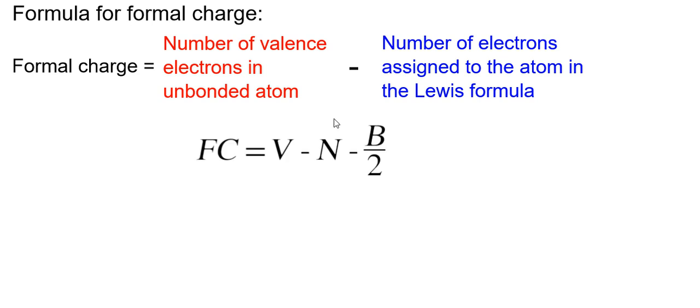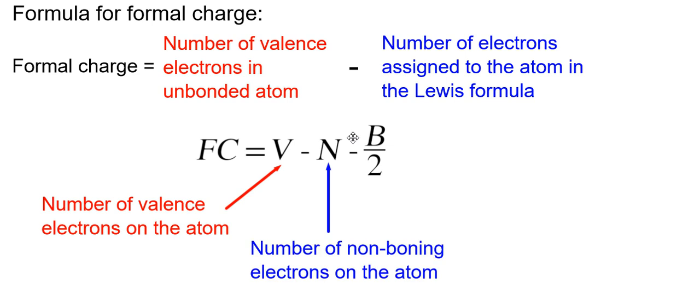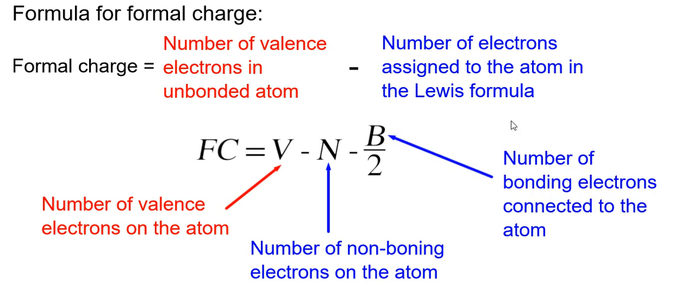Here's the formula summarized, and let's break this down. Fc is the formal charge. V is the number of valence electrons in the unbonded atom. N, which is sometimes written as L for lone pairs, is the number of non-bonding electrons. So N or L can be used there, and that's just fine. And B is the number of bonding electrons connected to the atom. Because they only have partial control, we divide that by 2. Again, we're not worried about electronegativity at this stage.